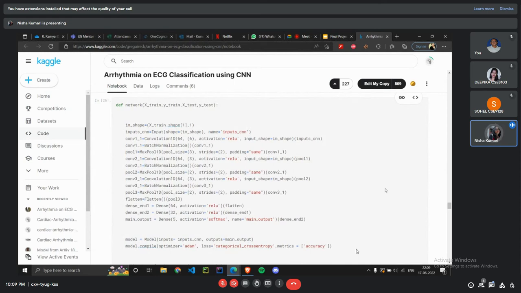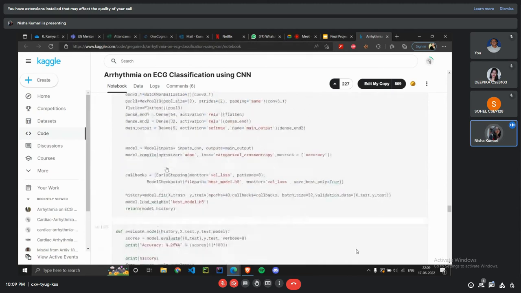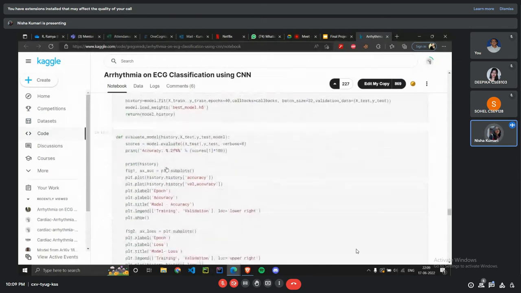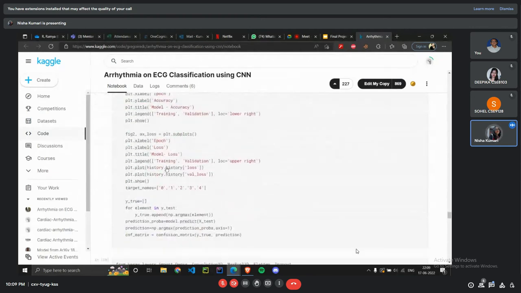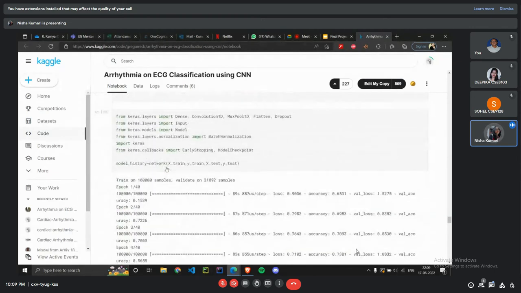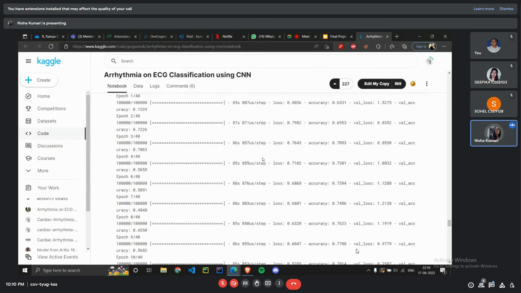You can see various convolution layers being trained right now. It is being trained, everything. And after that we normalized, we max pooled, like we discussed in our prototype, added the dropout layer, everything.